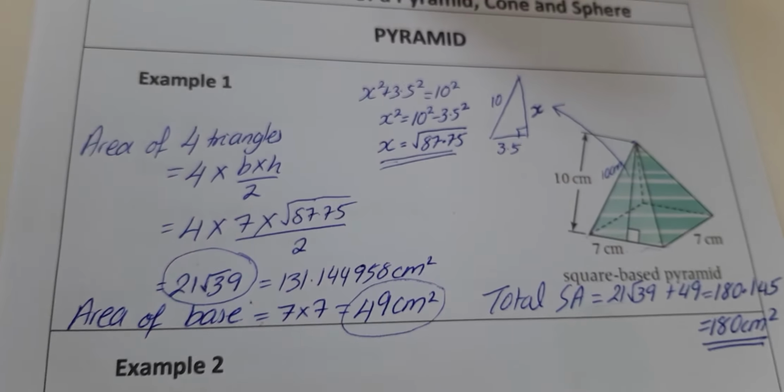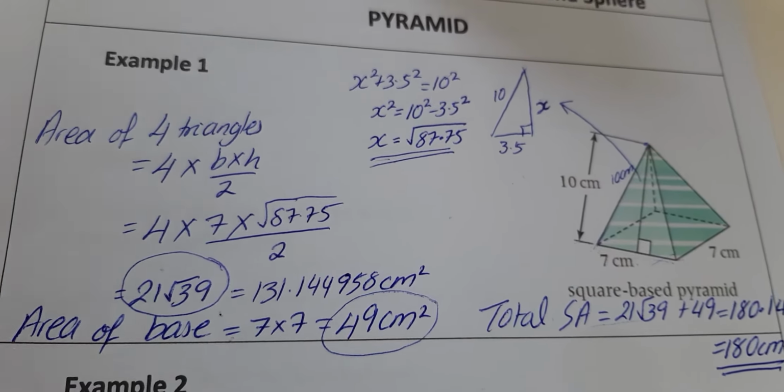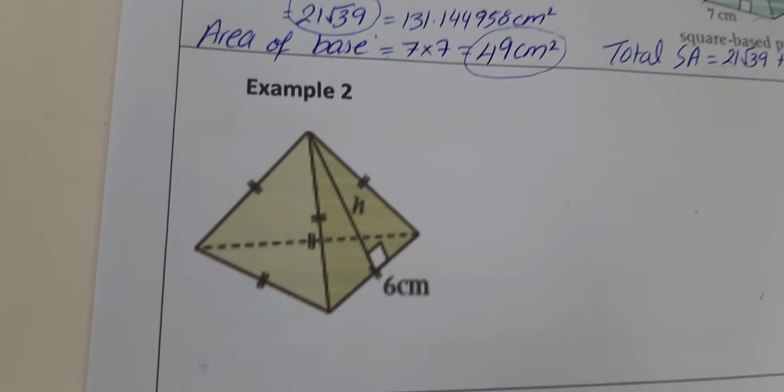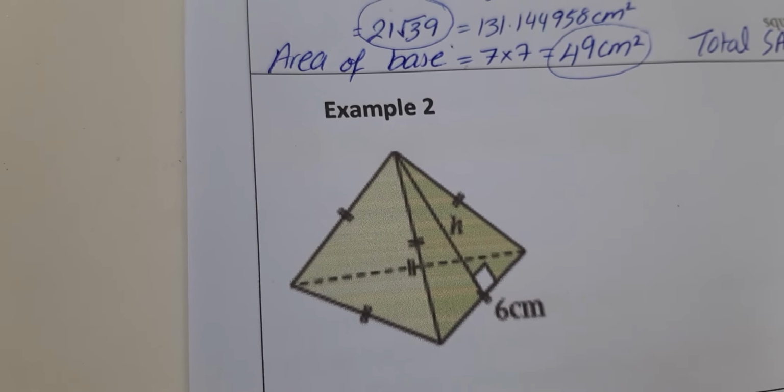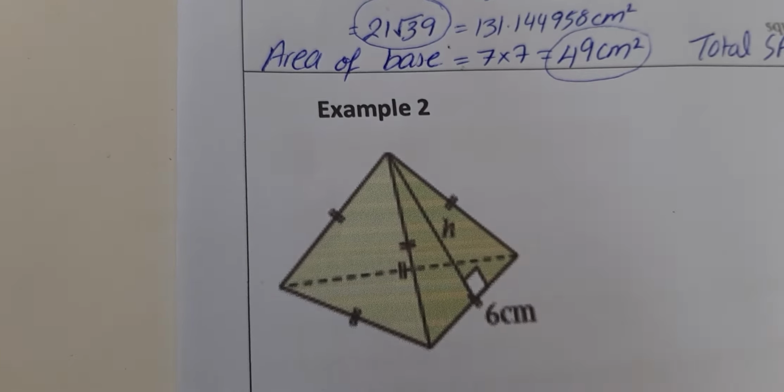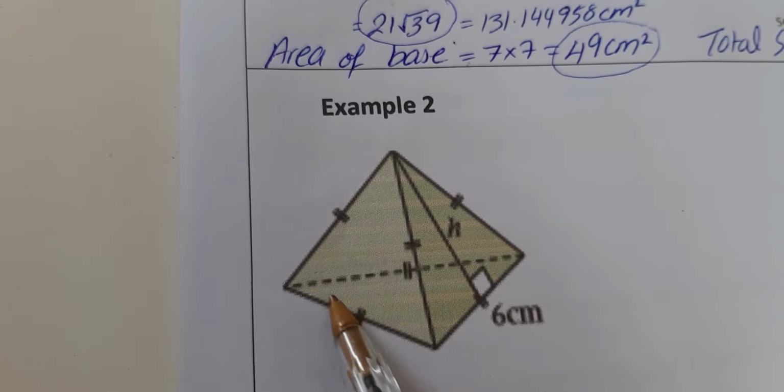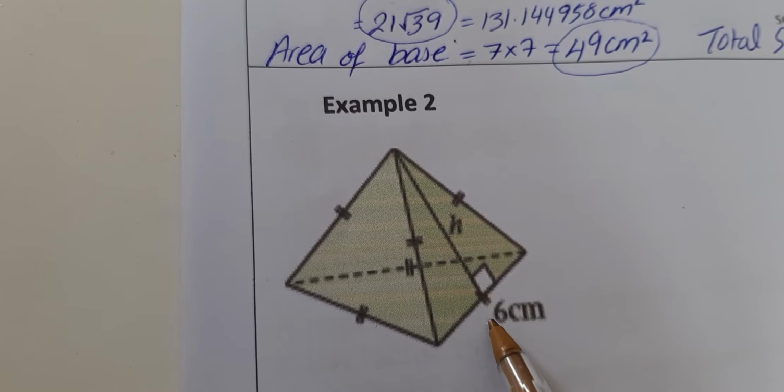And that's it for that one. Okay, now let's look at another example here. In this case, we have a triangular based prism, and we can see that all these sides are the same.